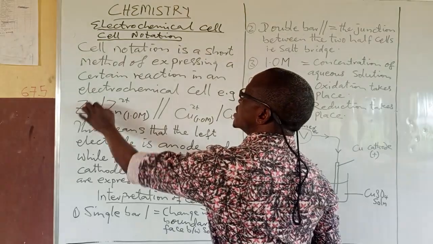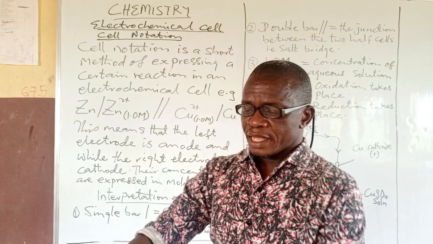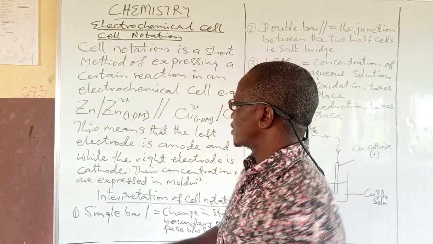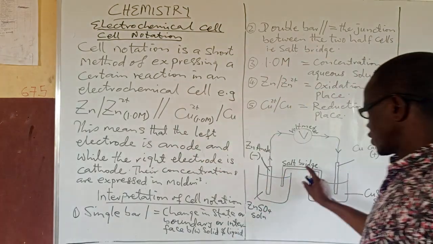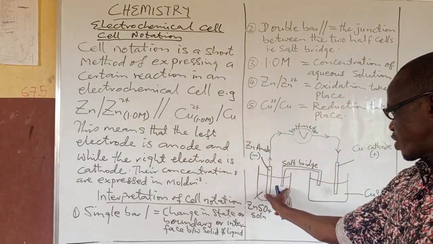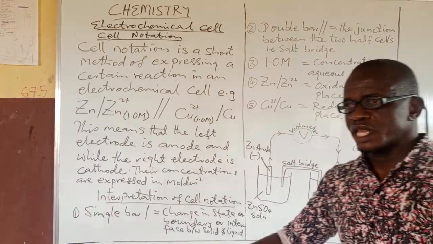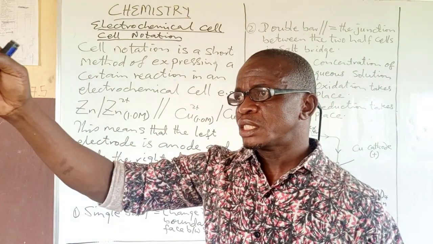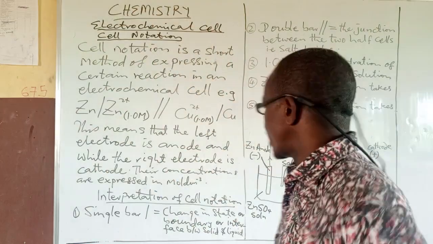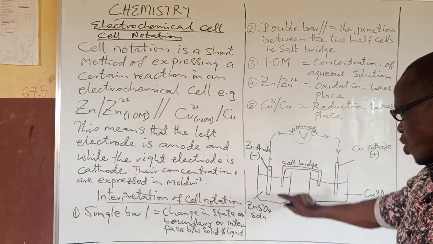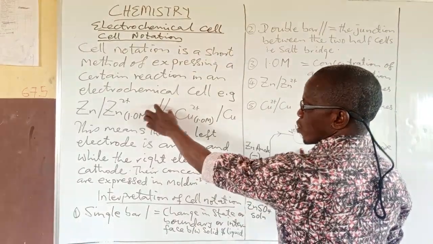Now, you move down. The single bar you are seeing stands for interface. If you carry a rod and put it inside water, the boundary between the rod and the water is what the single bar stands for. The double bar here stands for the salt bridge. This is a different container, connecting something. Just like when you meet a river, for you to continue your journey you have to pass through a bridge that connects this side to the other side. So this is the salt bridge, connecting this solution to that solution, and it is represented with a double bar.